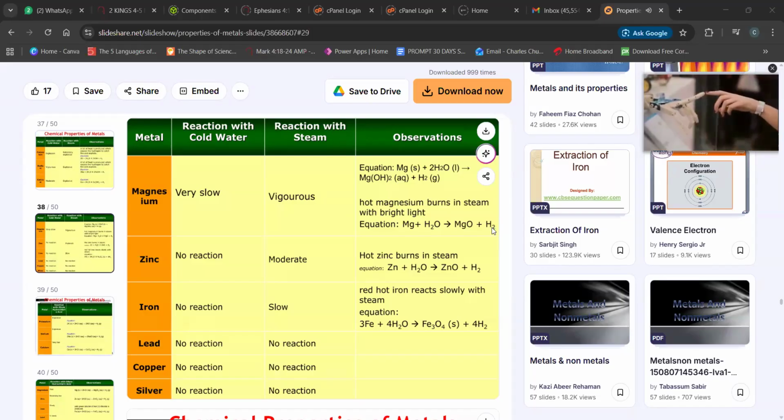They don't react with anything. They don't react with cold water. They don't react with steam. Lead, copper, and silver. Any questions?